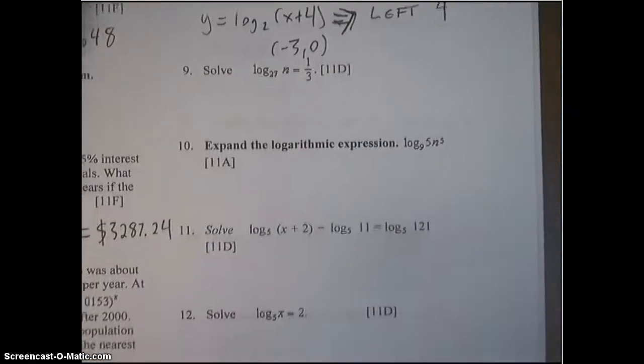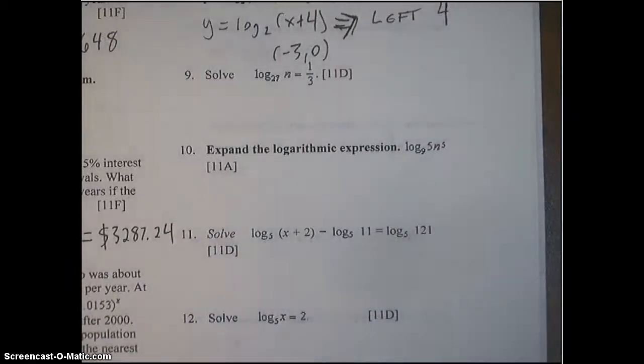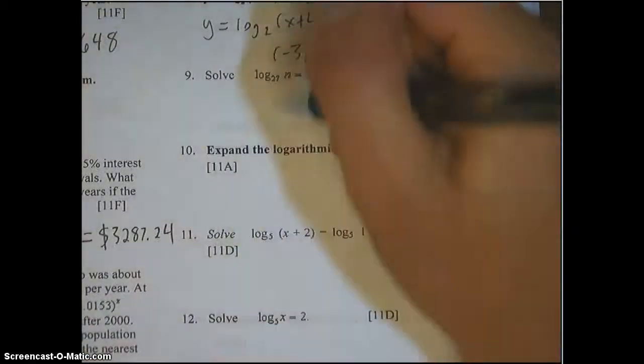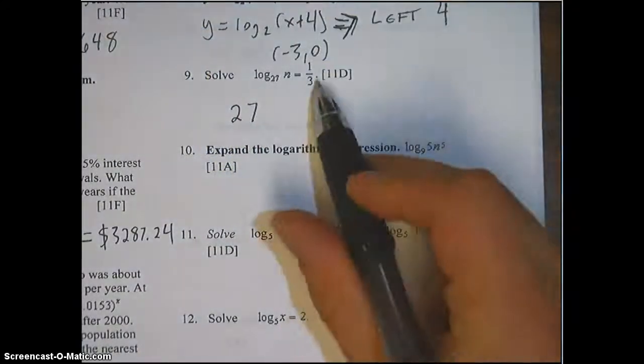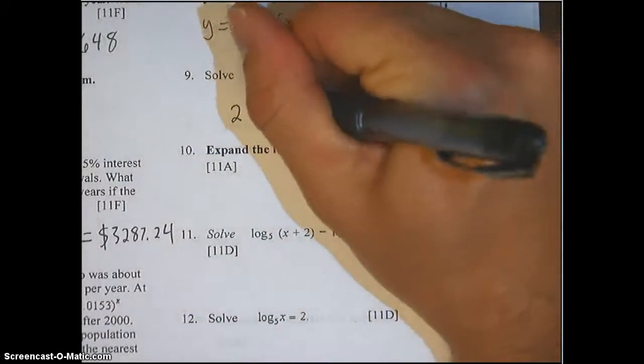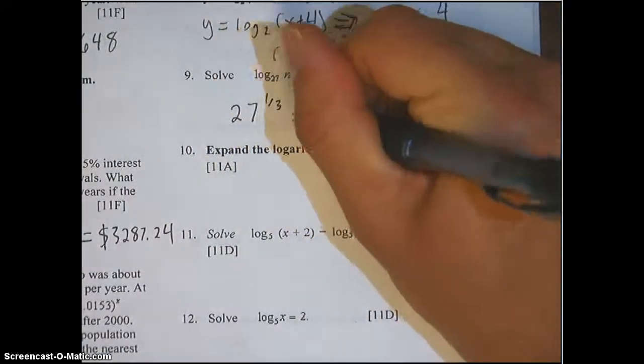All right, let's do numbers 9 and 10. That'll be it for this video. Solve log base 27 of n equals 1/3. I always start with the base, 27, to the power of 1/3 equals n.